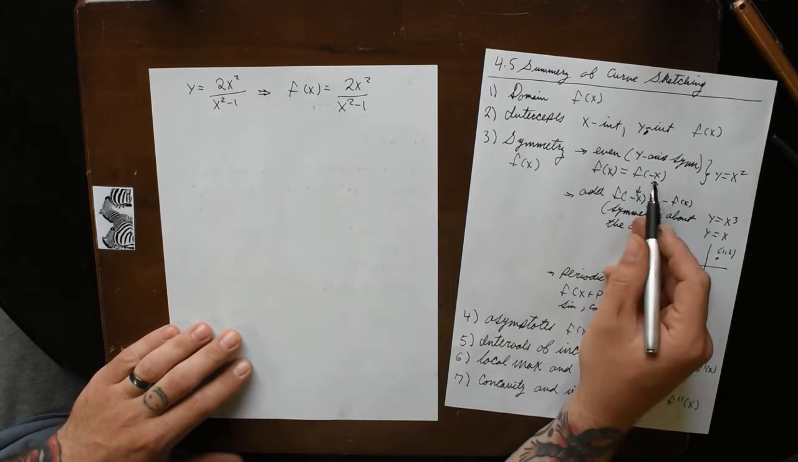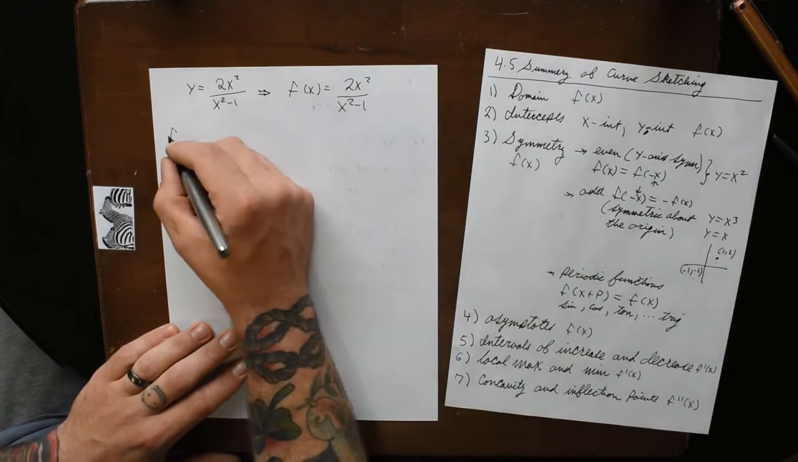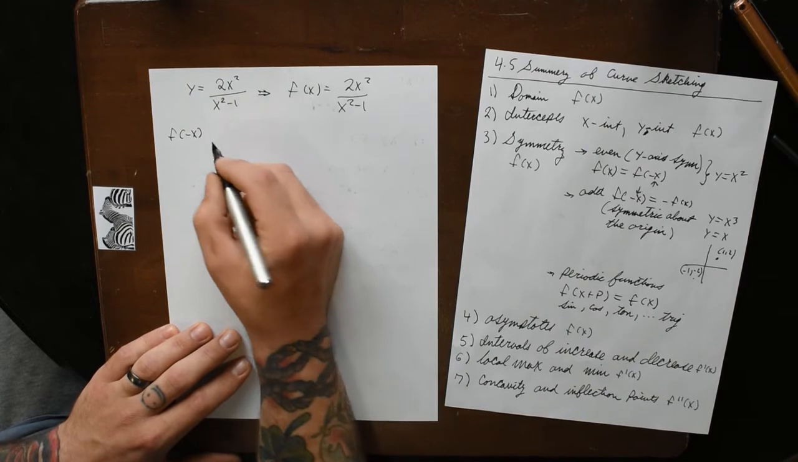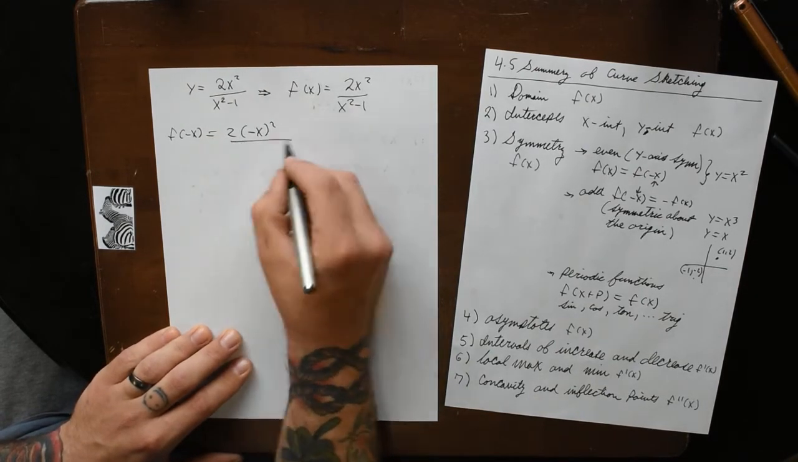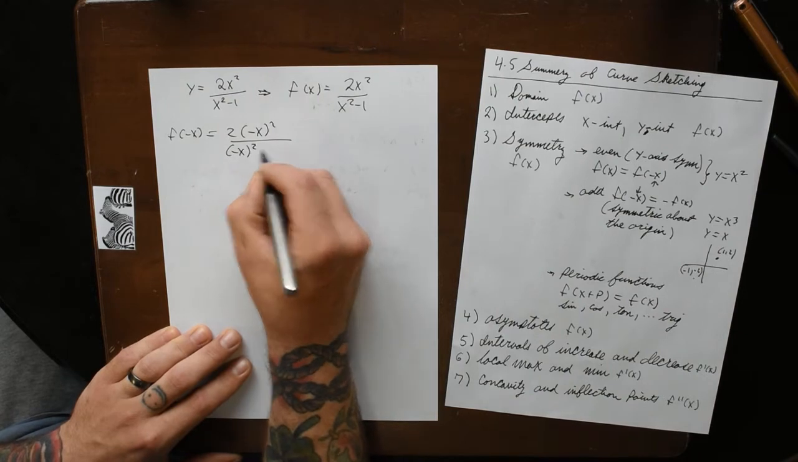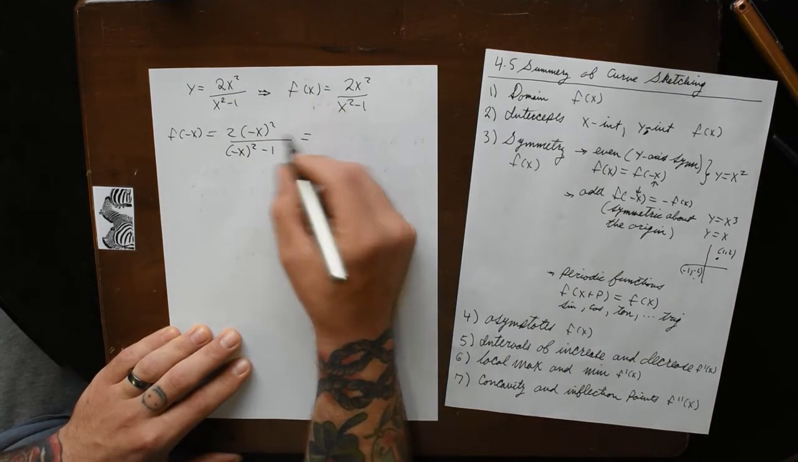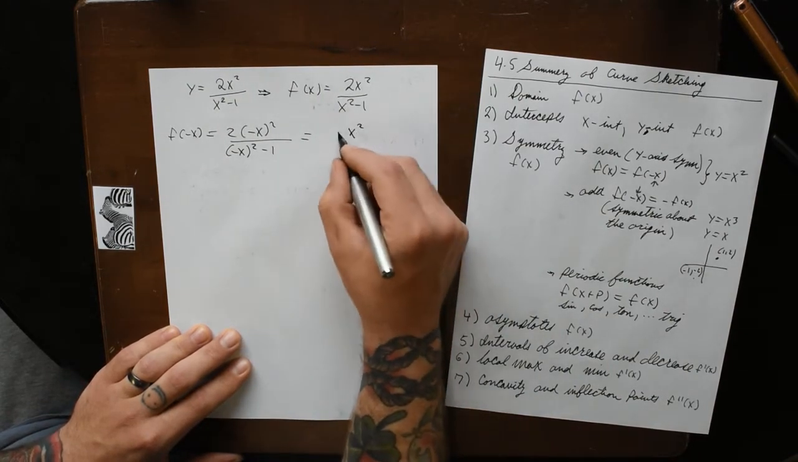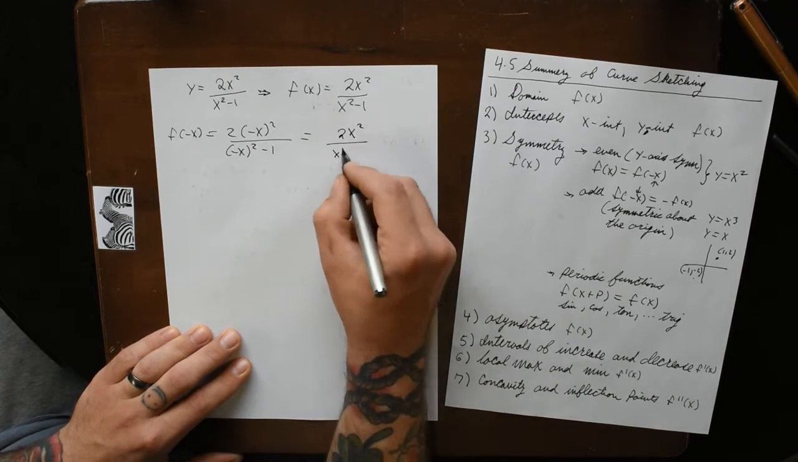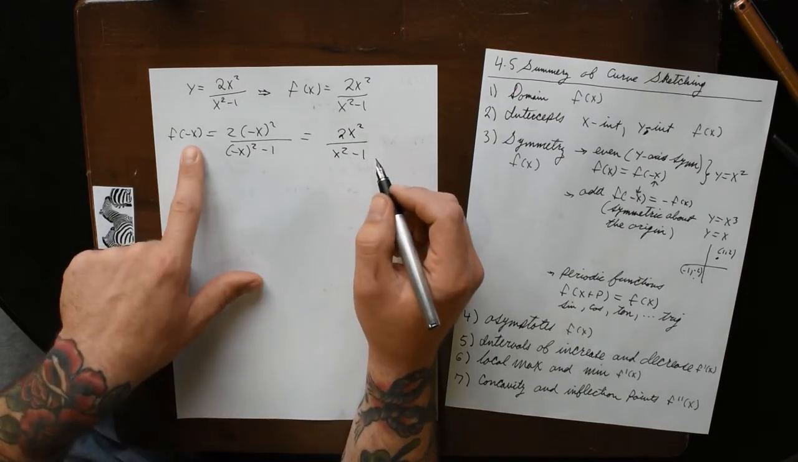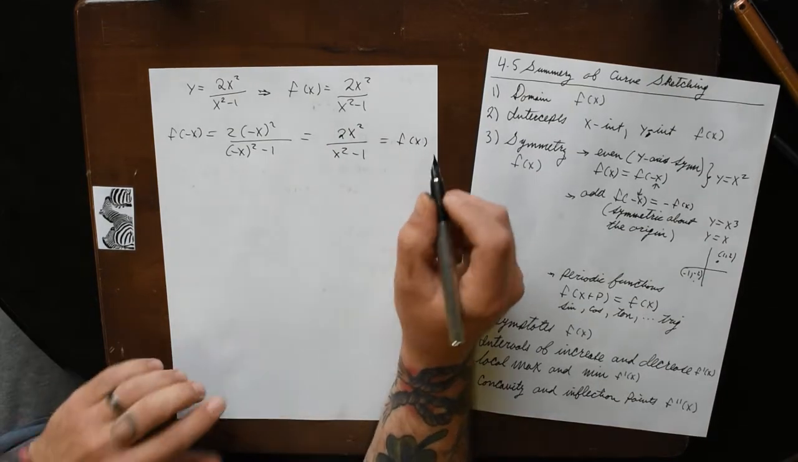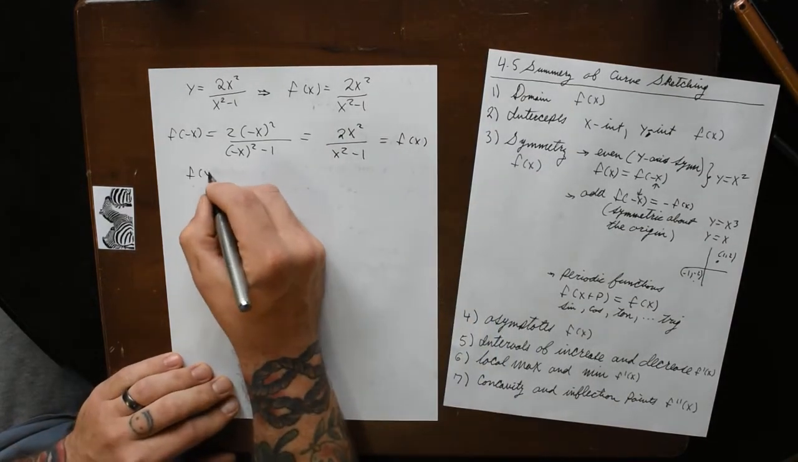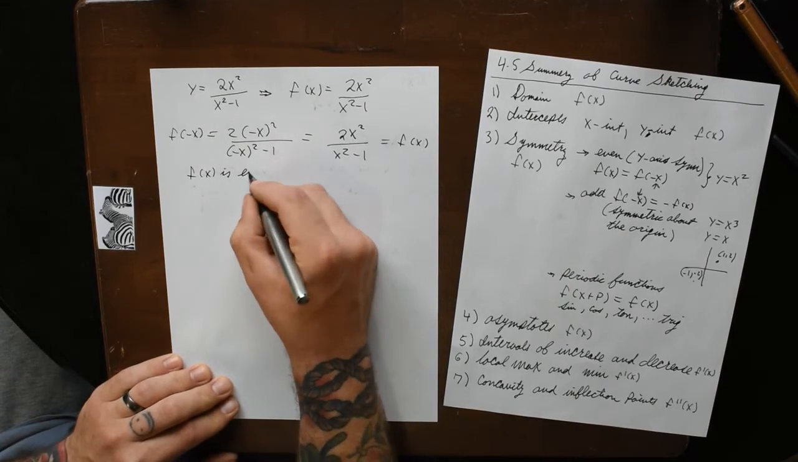Regardless of which test we're testing, we need to figure out what f of negative x is. f of negative x is equal to 2 times a negative x squared all over a negative x squared minus 1, which, negative x squared is the same as a positive x squared. And we see that f of negative x is the same as f of positive x. This tells us that f of x is even.